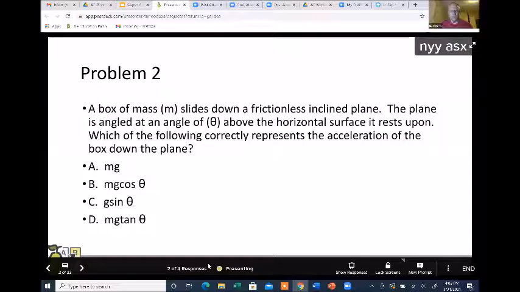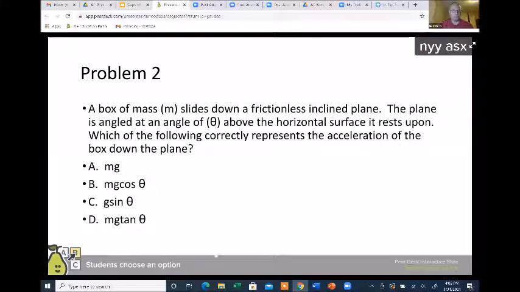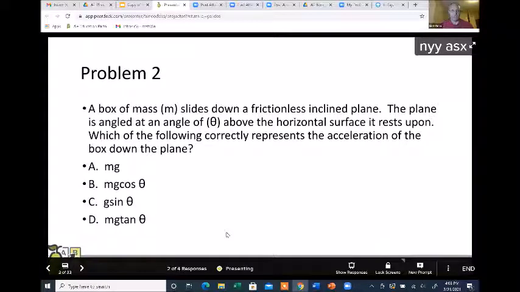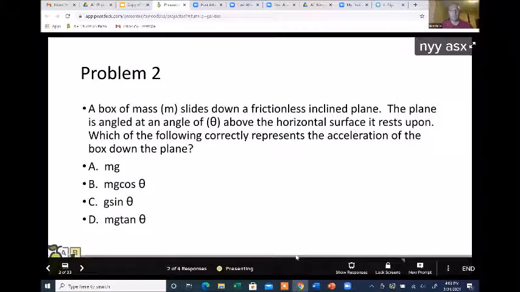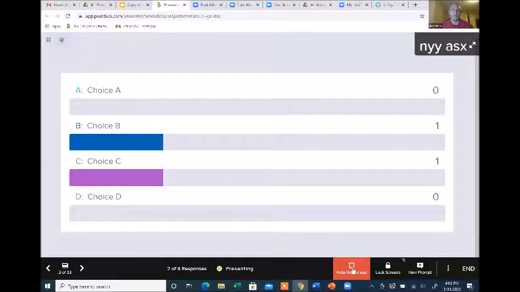All right, I got 2 responses. Let's keep going here for a minute. Let's take a look at what you guys who have put in an answer are thinking so far. So half and half B and half C.